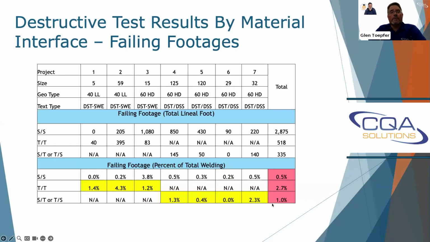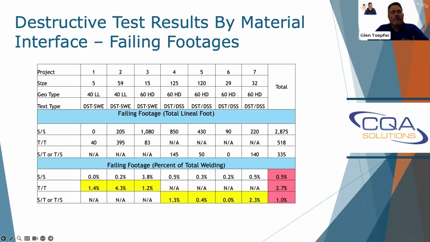So then I thought, well, let's look at how much footage the failing footage encompasses. The destructs failed, you tracked them. So how much footage did each failure amount to? And the different footages are summed up here in the table. You can see the different, we had 90 feet to 1,000 feet. You're going to get a variation on different projects and the number of failing samples and everything.